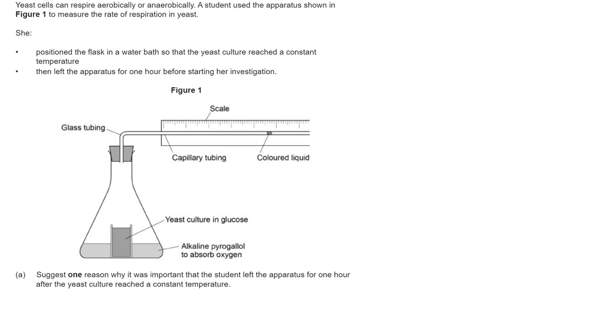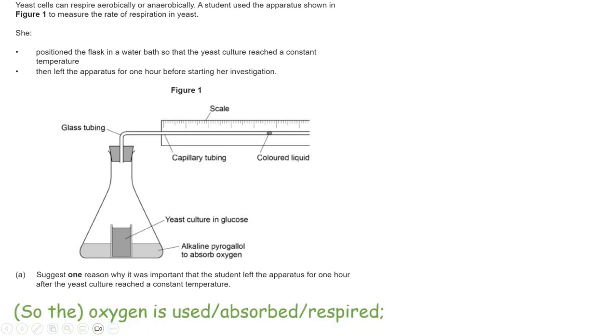So you can see here you've got the scale with the capillary tubing and coloured liquid, the yeast culture in glucose, but then they've got alkaline pyrogallol to absorb the oxygen. So it's so that all the oxygen is absorbed.